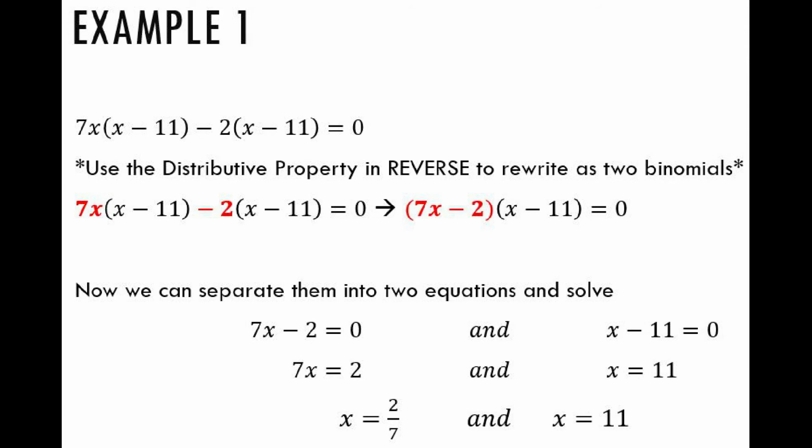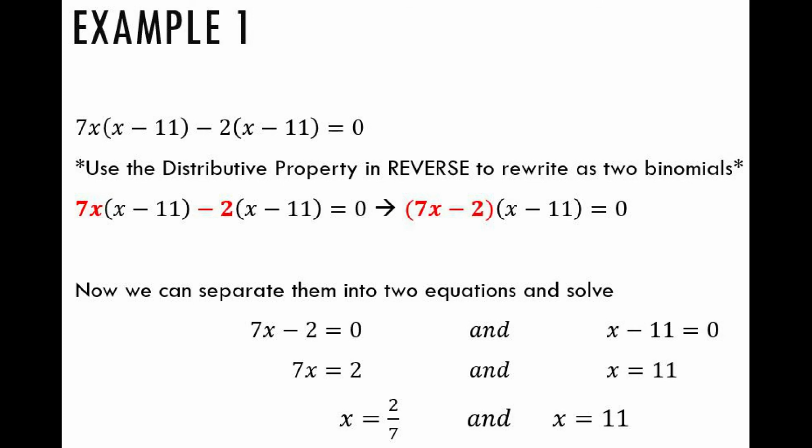Okay, now we're going to do the same thing we did before. We're going to separate them into 2 equations and solve. So my first equation is 7x minus 2 equals 0. And my second equation is x minus 11 equals 0. So for my first equation, I'm going to add 2 to both sides and get 7x equals 2. And for my second equation, I'm going to add 11 to both sides and get x equals 11.